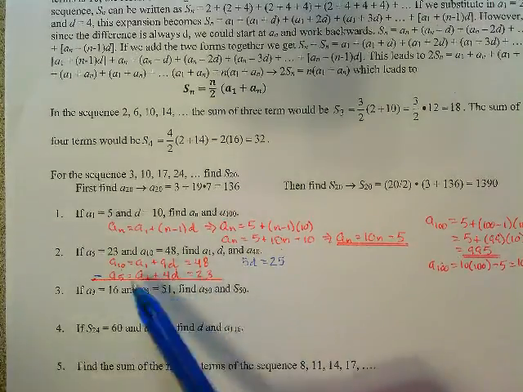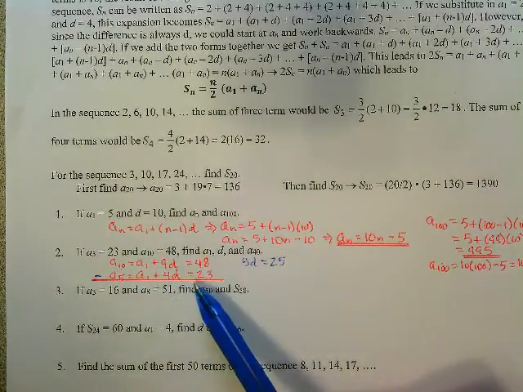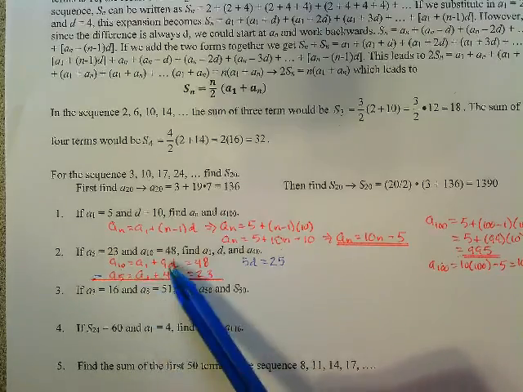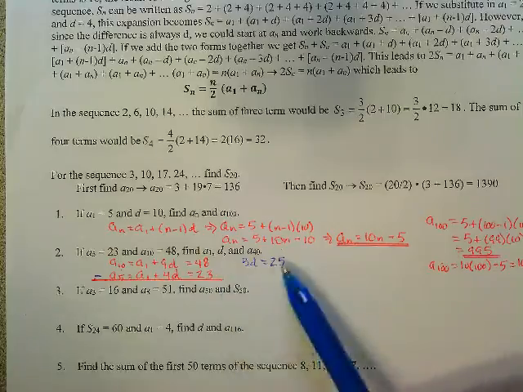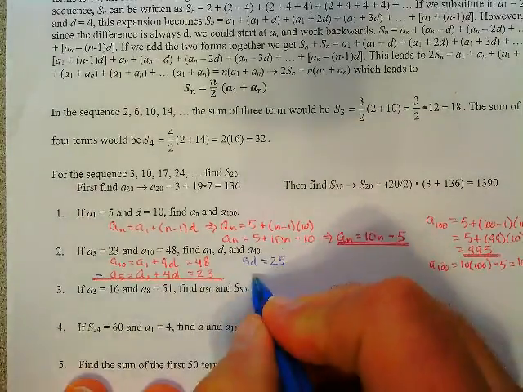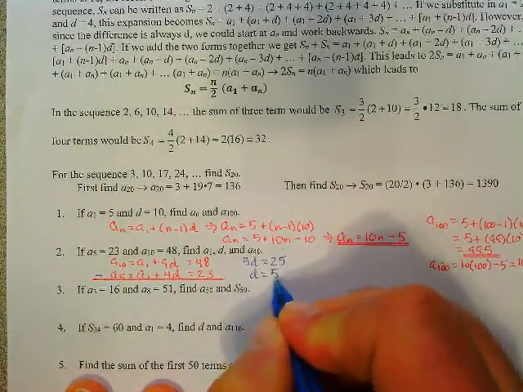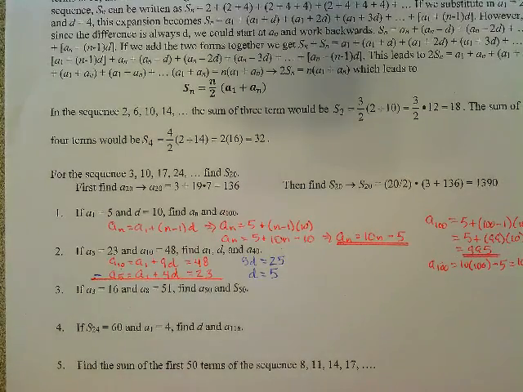Again, all I did was take the top one and subtract the bottom one. The A1s are gone, and I have 9 minus 4, that's 5D. 48 subtract 23, that's 25, and now I have my D. My D is 5.